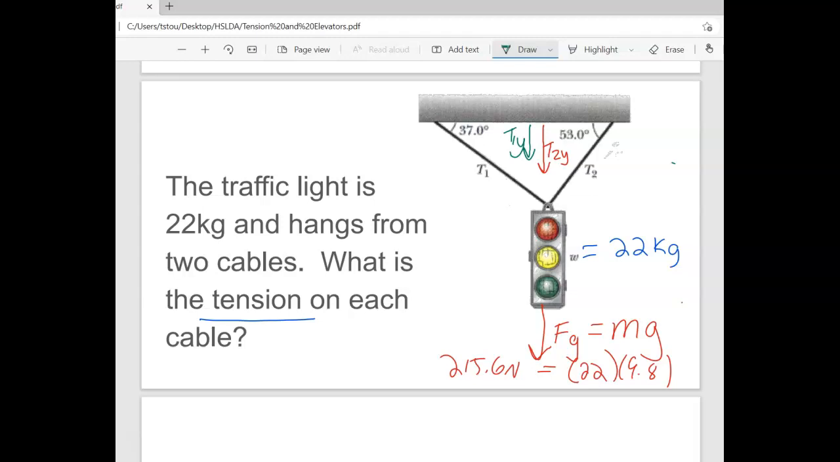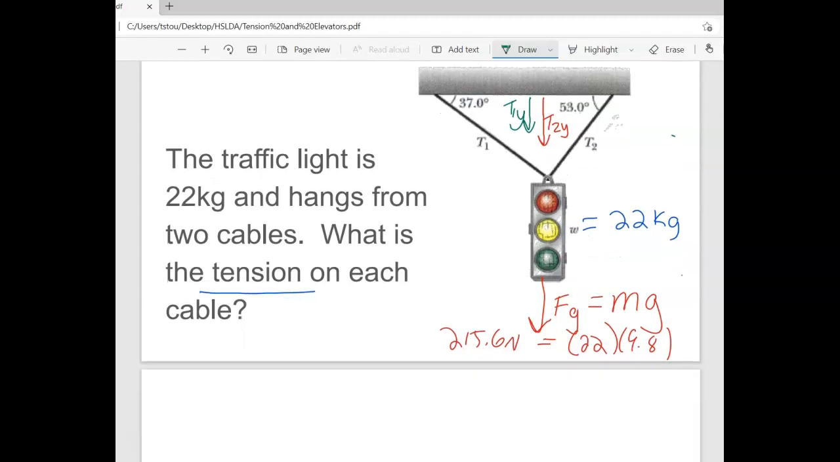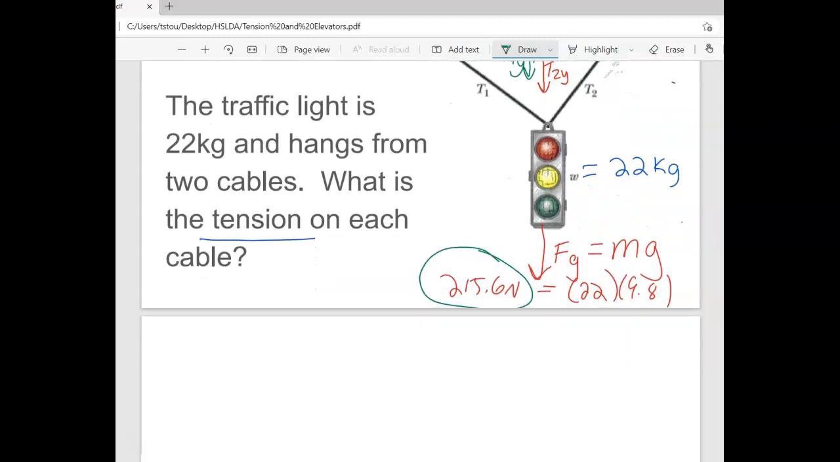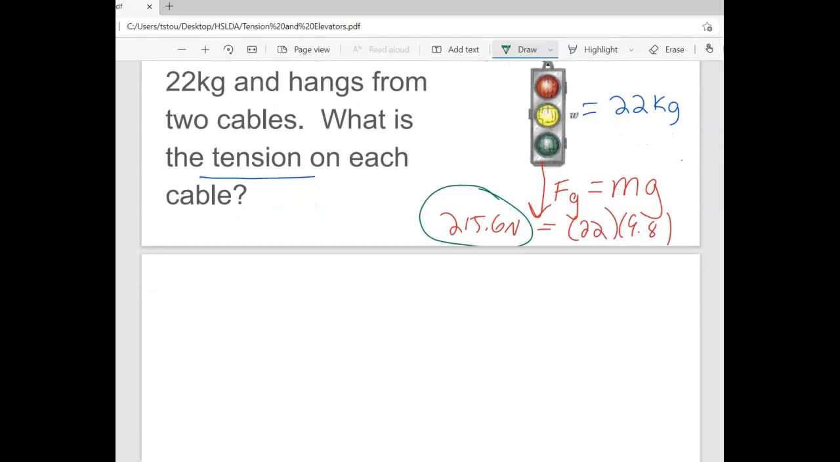If we take a look at these two parts, suddenly I can see that if I add up the tension of 1y and the tension of 2y, then that's going to be equal to the full weight, which is in the y direction, of this traffic light. So that's kind of the first place I'm going to start here. I know that T1y plus T2y is going to be equal to the weight of my traffic light, 215.6 newtons.